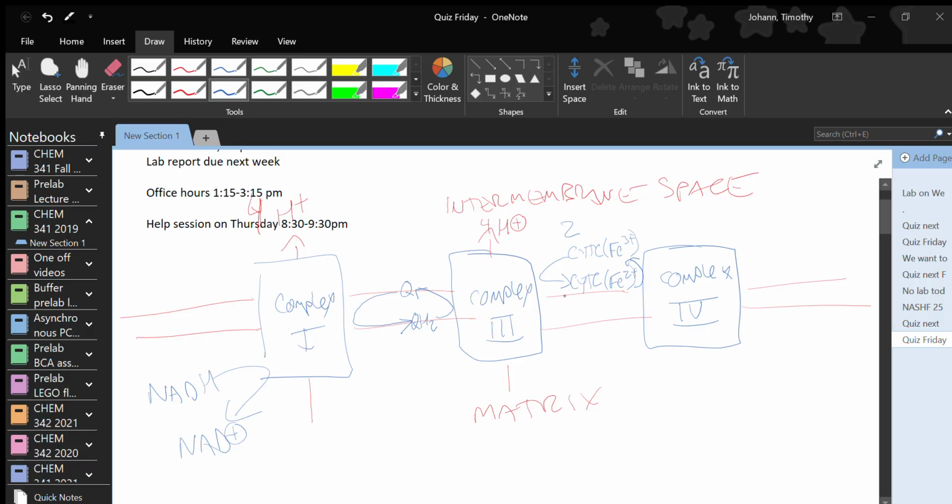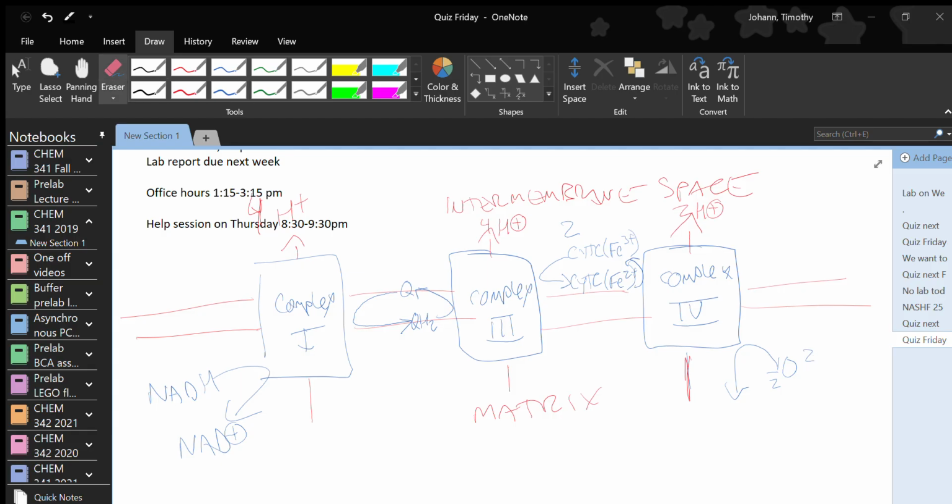And then those 2 electrons get transferred over and go through complex 4 here, and 2 protons are pumped, total, not per electron. And then on this end, we have oxygen that comes in and makes water. Okay? So you should be able to do that, right, in terms of that.